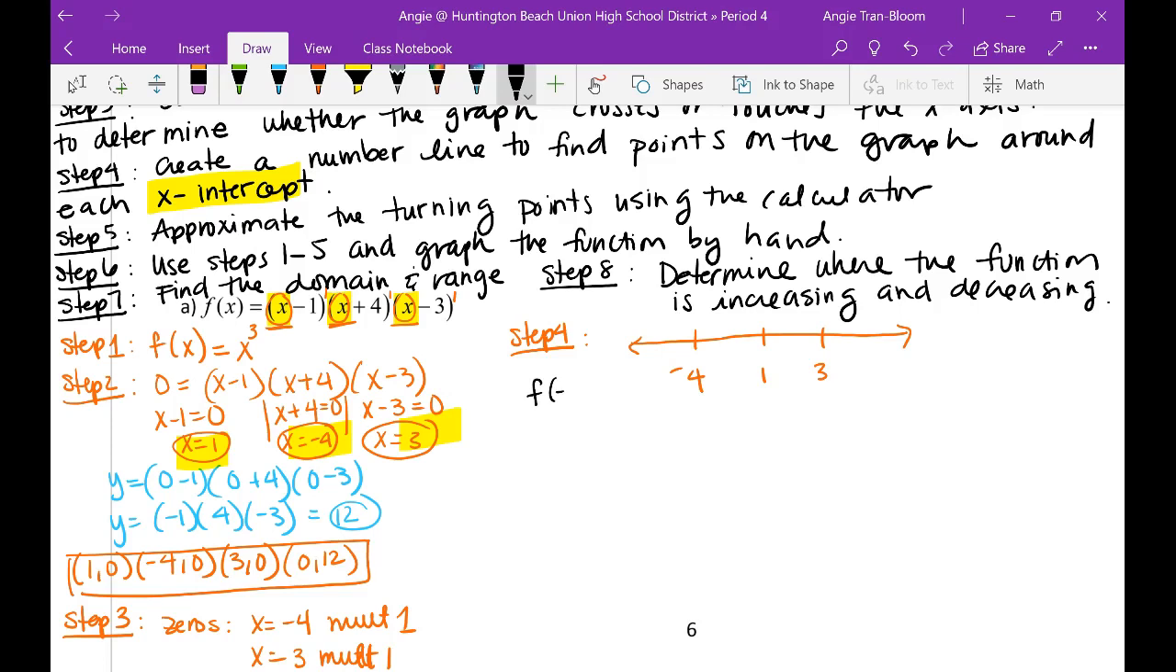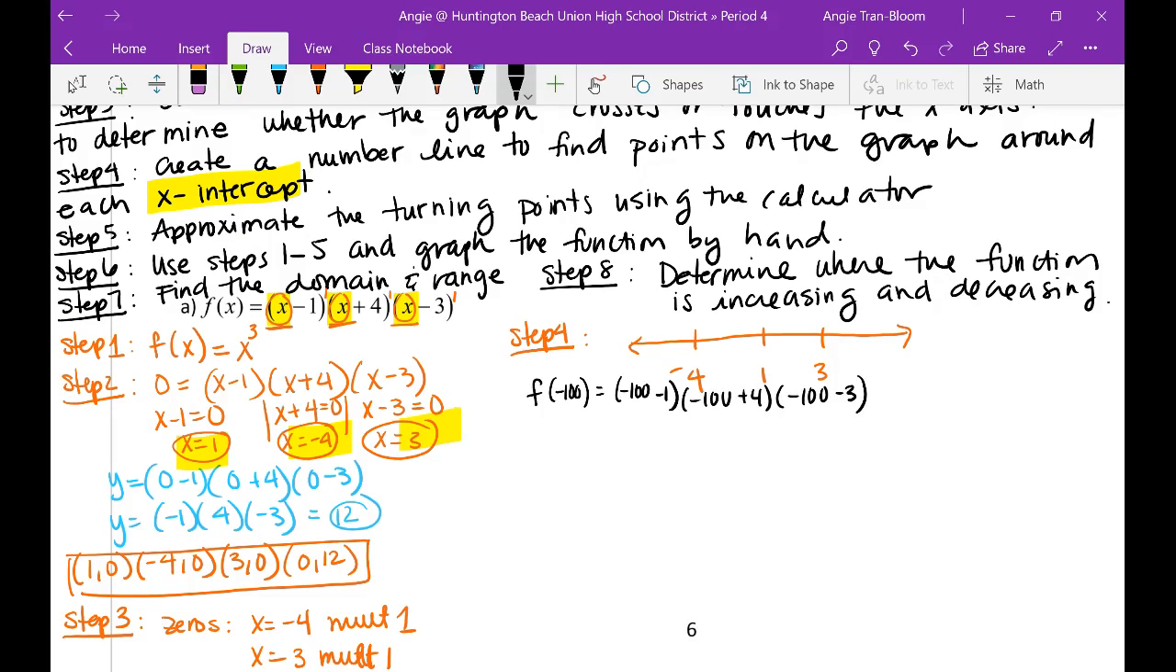So on the left of -4, I will pick -100. Why do I pick -100? The reason is that I'm going to plug it back into my equation, okay, and see if it's positive or negative. That's all I'm really looking for. So when x is -100, plug it in. -100 minus 1 times -100 plus 4 times -100 minus 3.